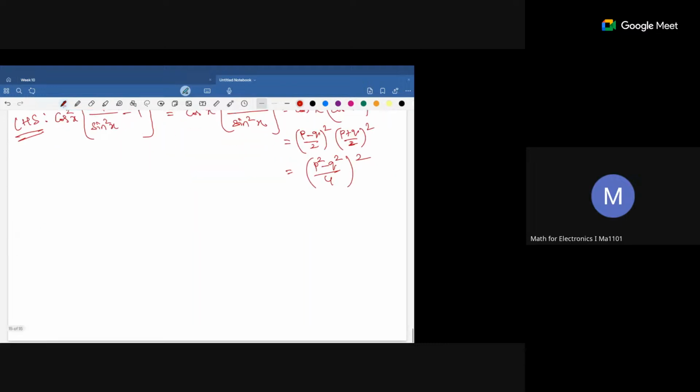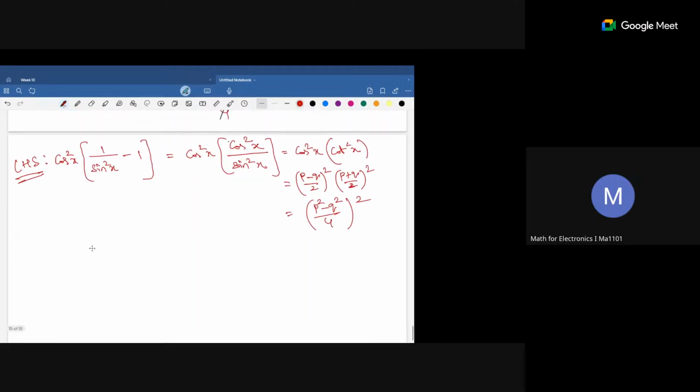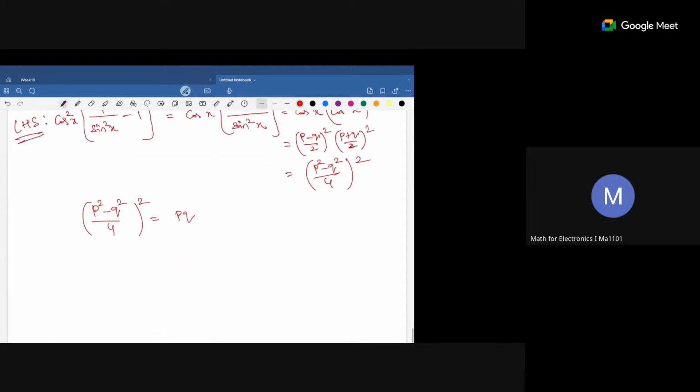So LHS is actually equal to RHS. So we'll have (p square minus q square by 4) whole square is actually equal to pq. Now if I take the square root on both sides, I'll have p square minus q square by 4 as square root pq. Now if I take 4 also to the right hand side, this will be p square minus q square equals 4 times square root pq.